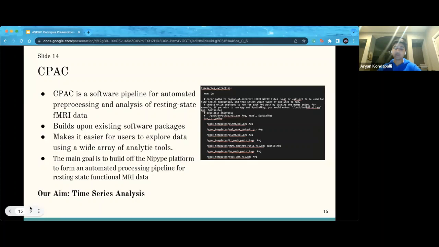The main goal of C-PAC is to build off the Nipype platform to form an automated processing pipeline for resting state MRI data. C-PAC is optimized for large datasets and is able to analyze hundreds of subjects. Our main goal for C-PAC is to complete time series analysis, which will extract a signal measured at each voxel across the entire run, which helps determine the strength of the neural activity.